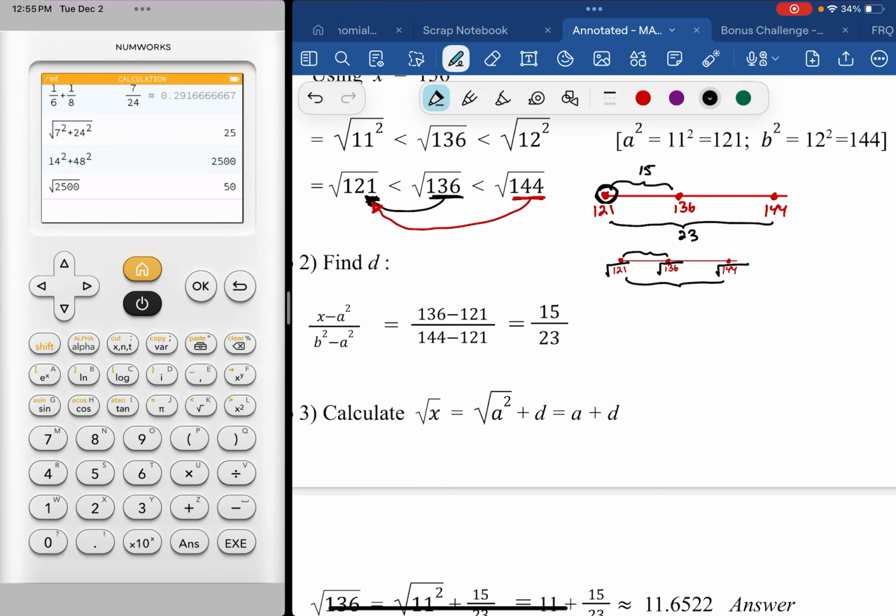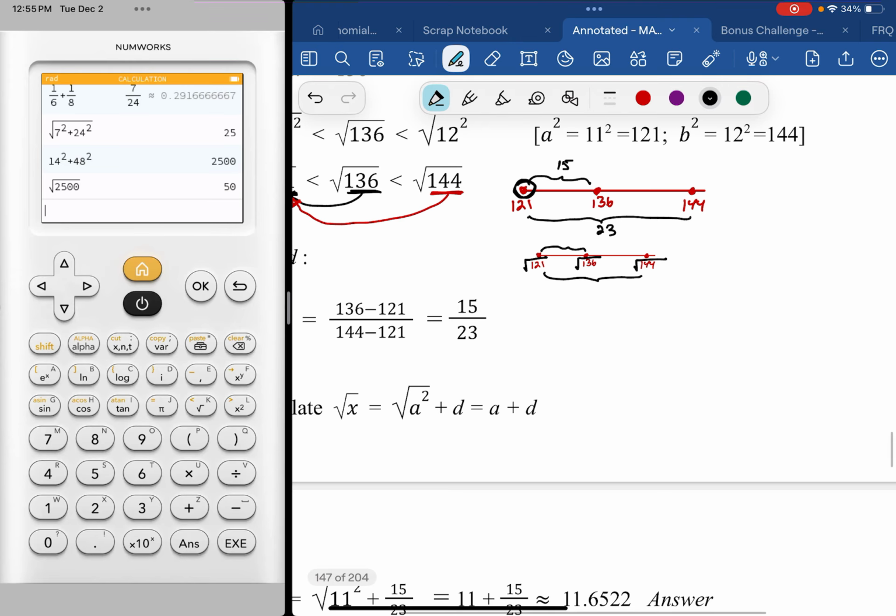So again, it's really kind of looking at it as 136 is 15 23rds of the way from 121 to 144. All right.